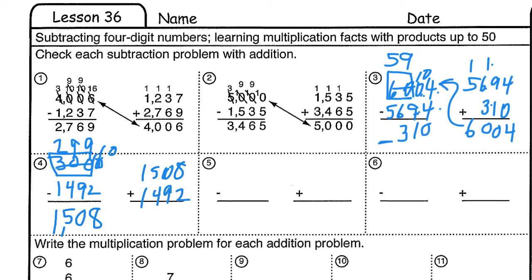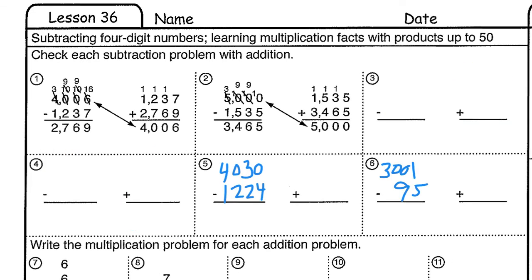8 plus 2 is 10. Regroup with the 1. 1 plus 9 is 10. Regroup with the 1. 5, 1 is 6 plus 4 is 10. Regroup with the 1 again. 1 plus 1 plus 1 is 3. And 3,000 matches up. Well, 1,492. That's the year that Columbus sailed the ocean blue.